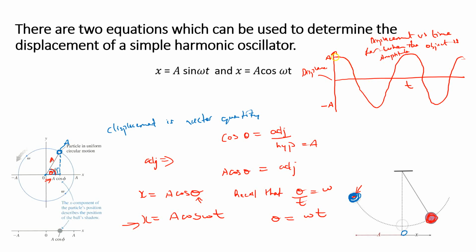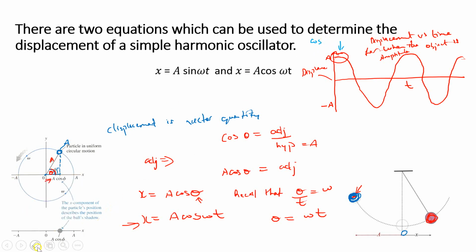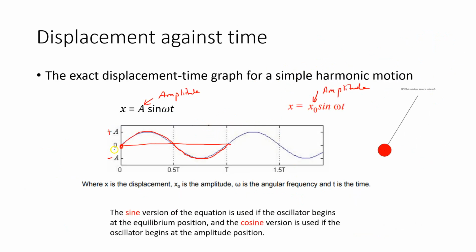Now whenever you have a graph starting at the amplitude, or starting right here, that graph is what we call a cosine graph. It's a cosine graph, and hence this is the reason why this equation would work for this type of graph, because it will represent it much better. So once you see the graph starting here, then it's a cosine graph. Once you see the graph starting here, then this is a sine graph. All right.